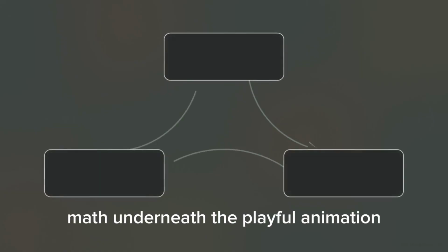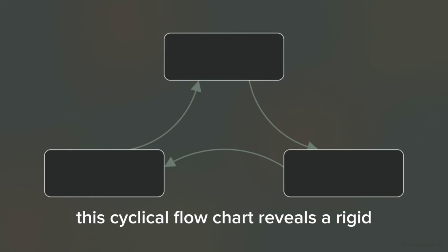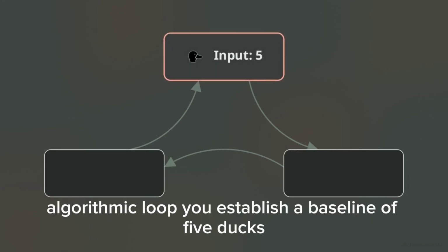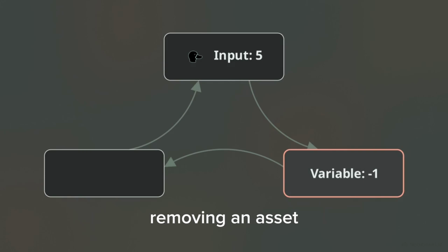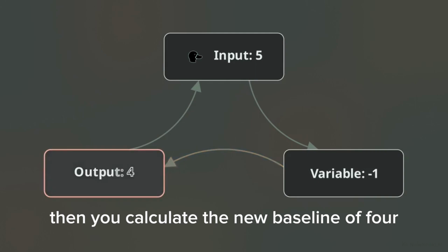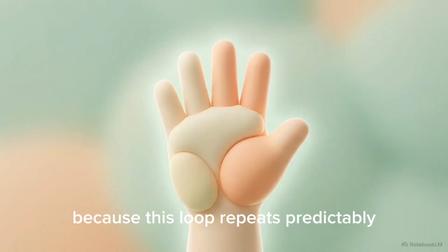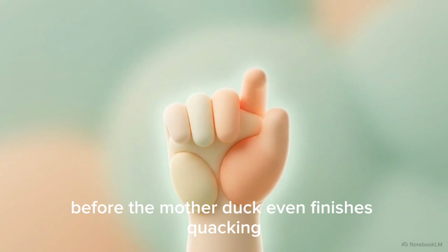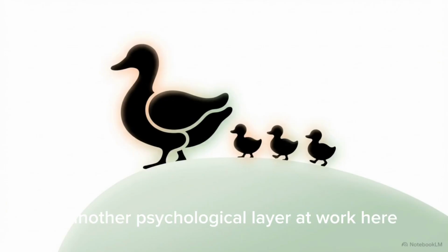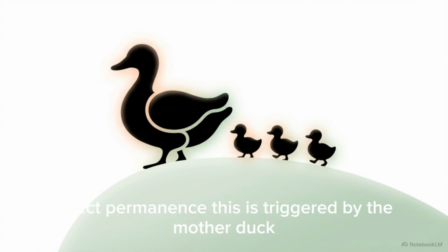Underneath the playful animation, this cyclical flowchart reveals a rigid algorithmic loop. You establish a baseline of 5 ducks. You introduce a variable where 1 duck wanders over the hill, removing an asset. Then you calculate the new baseline of 4. Because this loop repeats predictably, the brain learns to anticipate the subtractive outcome before the mother duck even finishes quacking the answer.